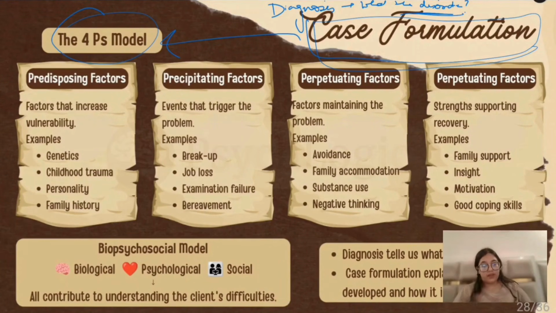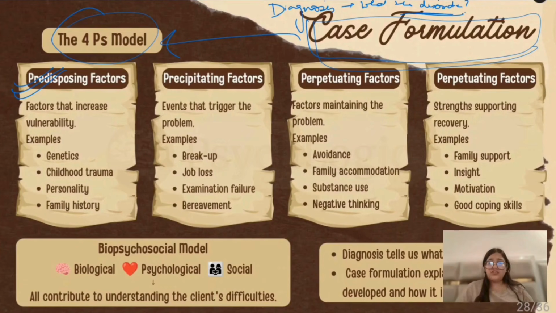So the predisposing factors talk about what actually increases the vulnerability, what actually made you vulnerable to the disorder itself. It could be genetic, you inherited it genetically. It could be a childhood trauma. It could be just your personality, or it could be some kind of history, right? So those are predisposing factors. The next is precipitating factors. What actually triggered the current state?